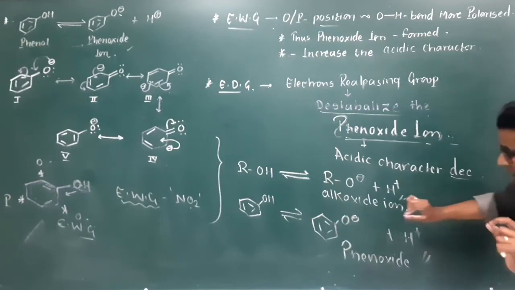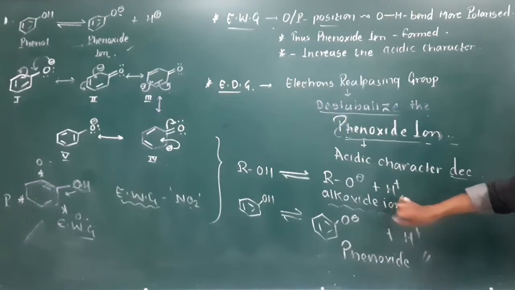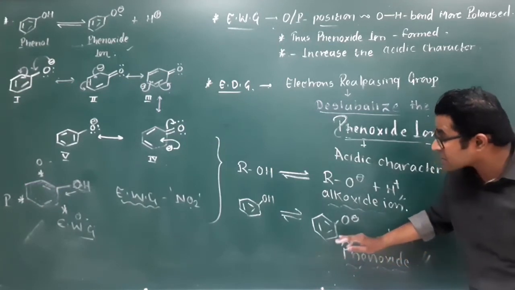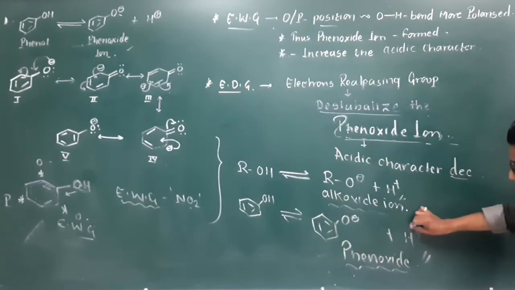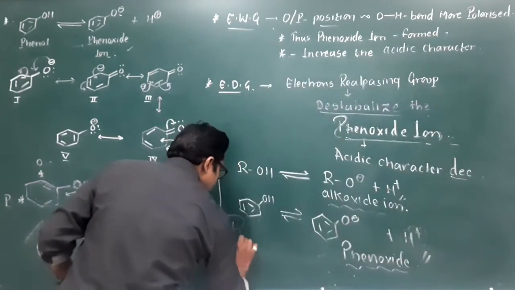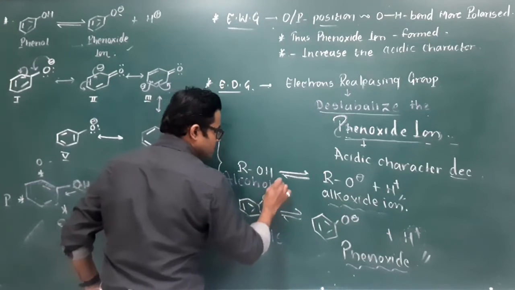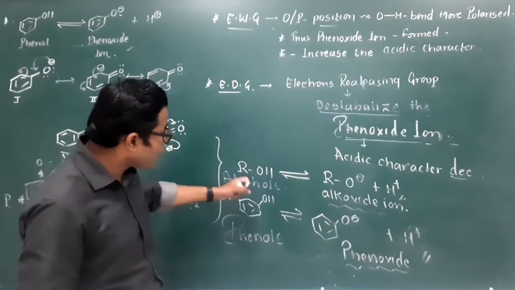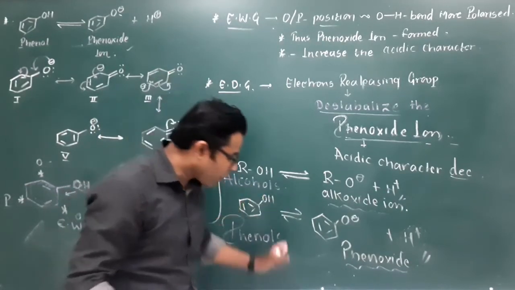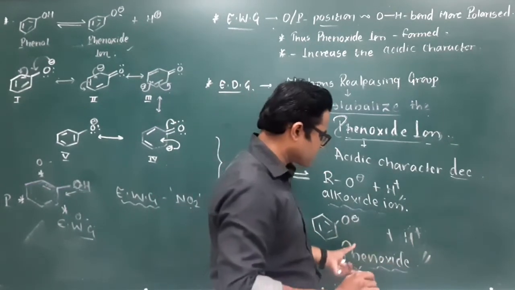So when we compare the stabilities, alkoxide ions are less stable than phenoxide ions. As phenoxide ions are more stable than alkoxide ions, H plus, protons, are generated more readily in the phenols than in the alcohols. As a result, alcohols are comparatively less acidic than phenols, because phenols, after ionization, give us a phenoxide ion.